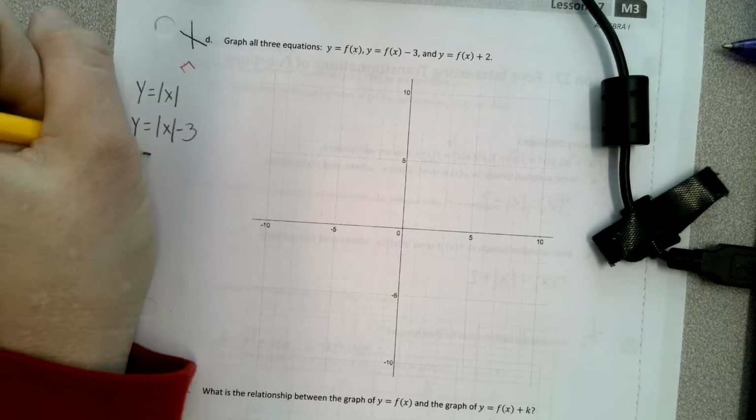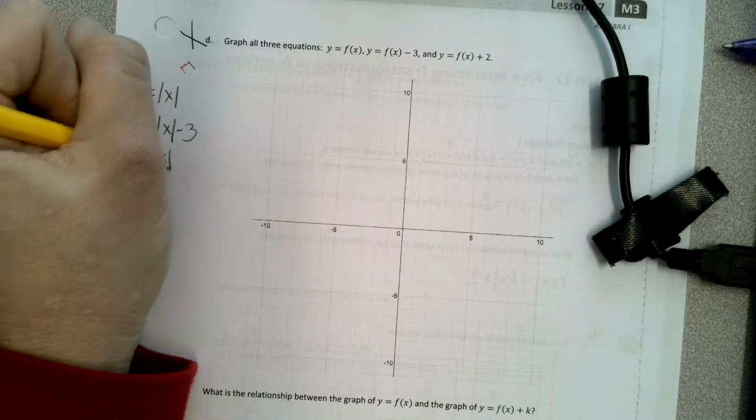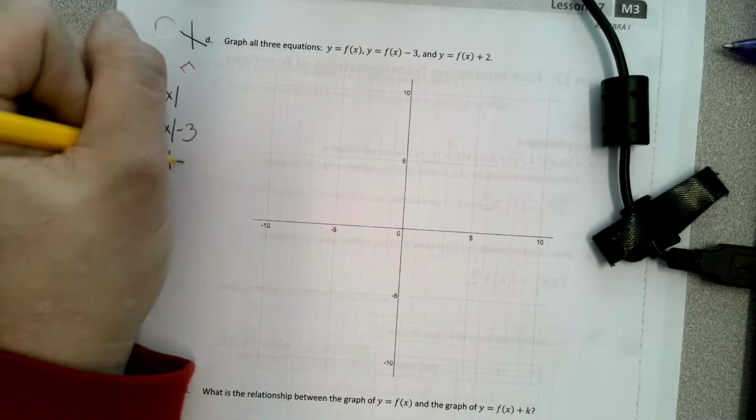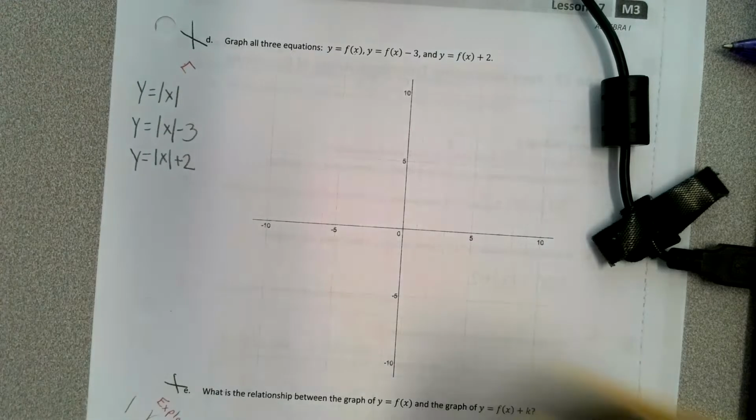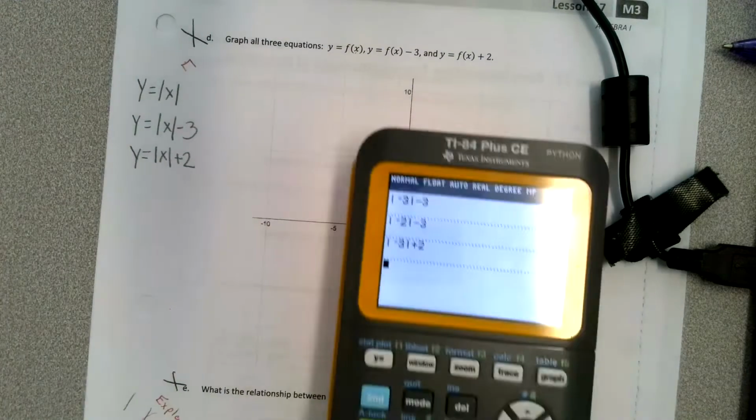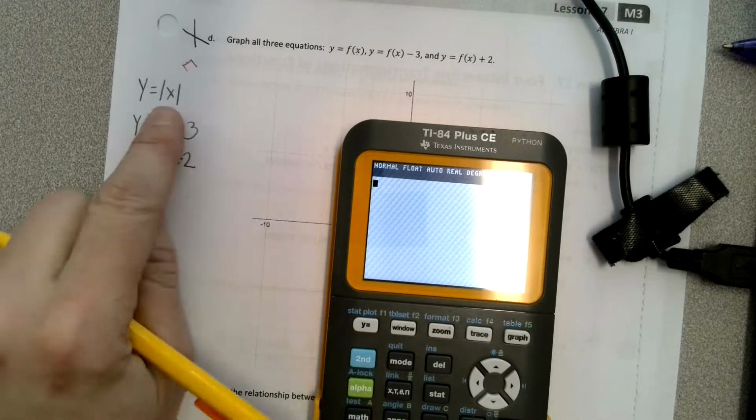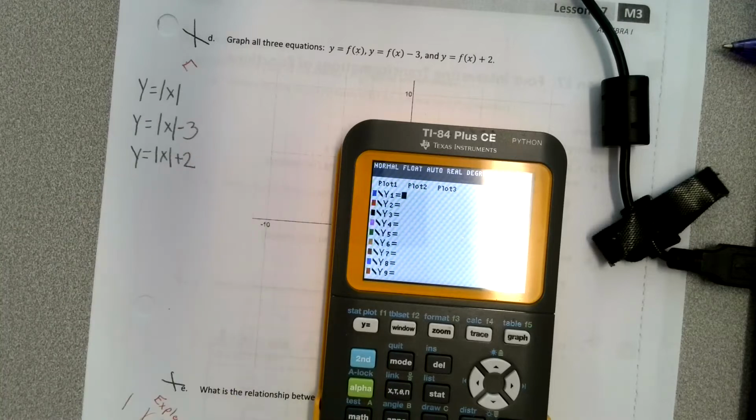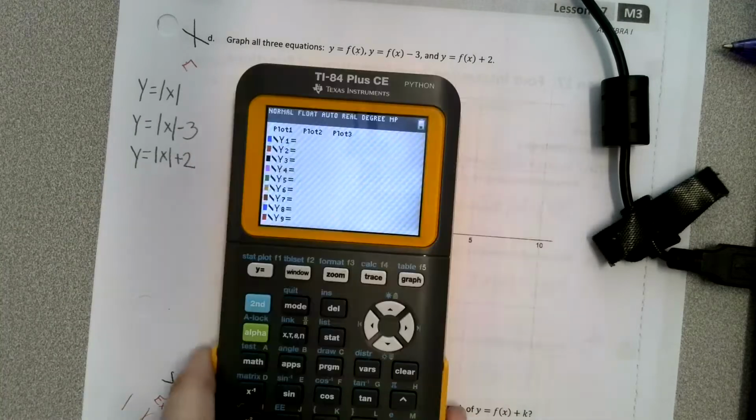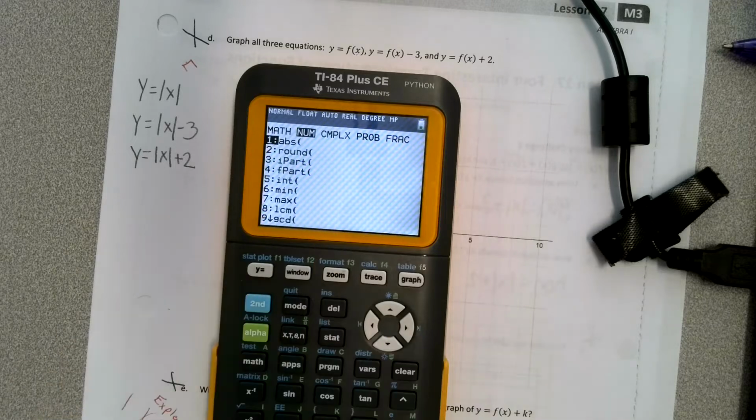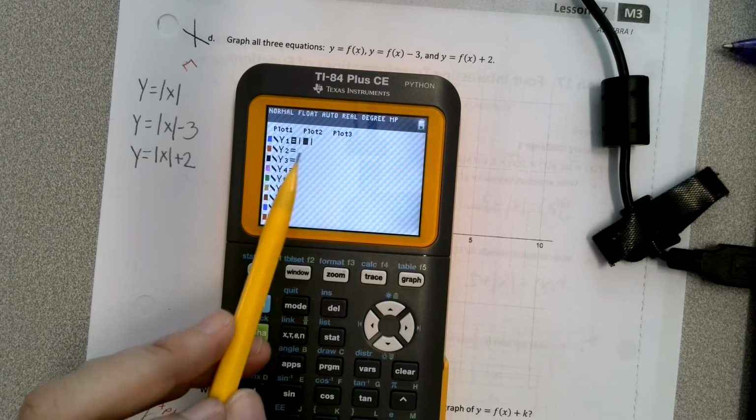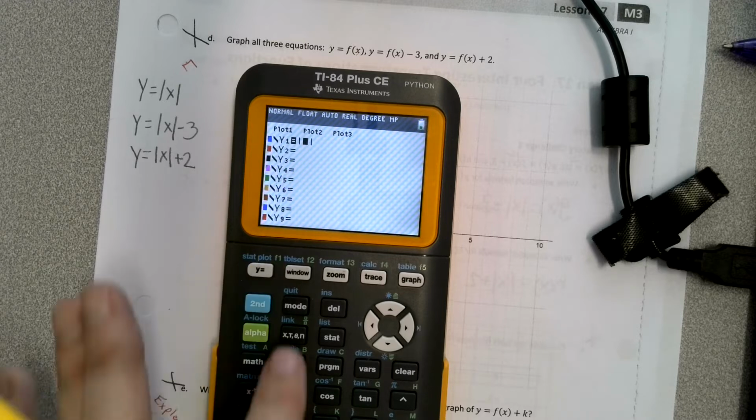So if we're thinking about the graph of these, remember, it's the same thing we just did. Our graph is y equals f of x, which was the absolute value of x. Then we had y equals the absolute value of x minus 3. And then we had y equals f of x, which is the absolute value of x. It's not always, but that's what our question told us. And now we're going to put these into your graphing calculator.